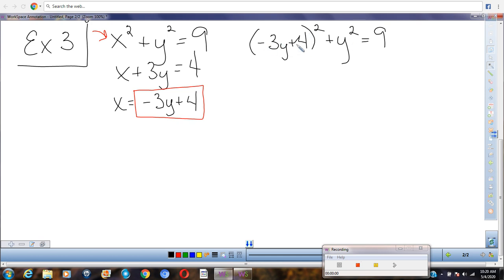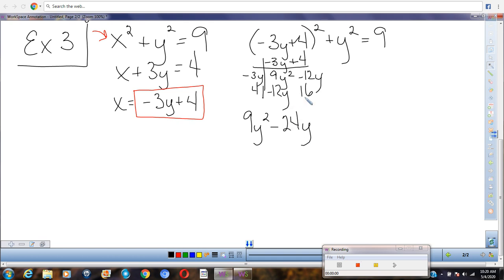And of course, if you have a binomial that's squared, in order to multiply that, you have to FOIL or throw it in the box. So you have negative 3y plus 4 times negative 3y plus 4. Negative 3y times negative 3y is 9y squared. Negative 3y times 4 is negative 12y. Here is negative 12y. And of course, 4 times 4 is 16. So, squaring this out, we get 9y squared. Adding our diagonals together, negative 24y plus 16 plus y squared equals 9.